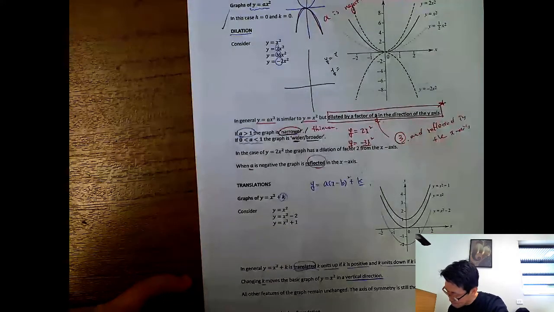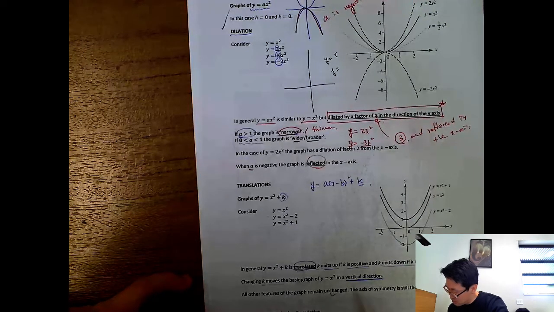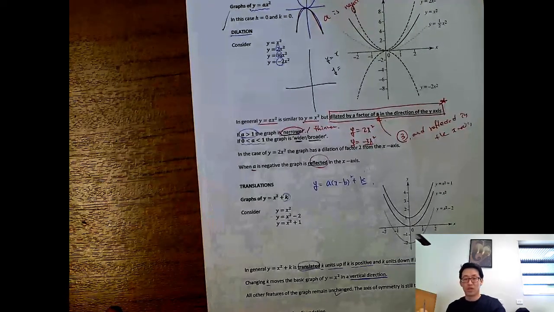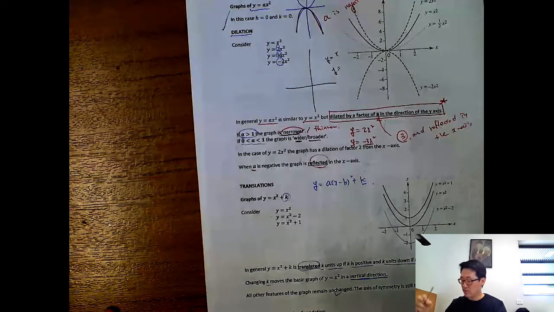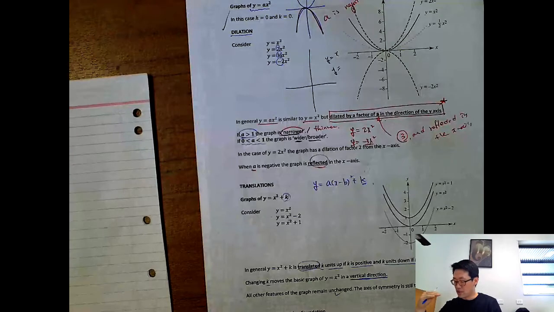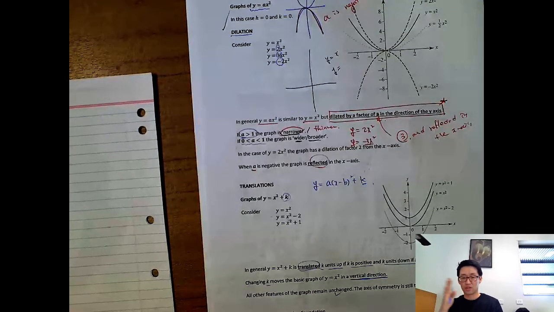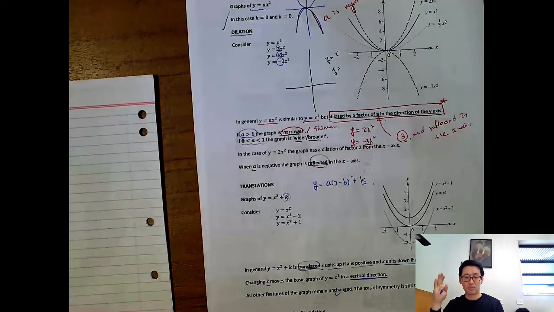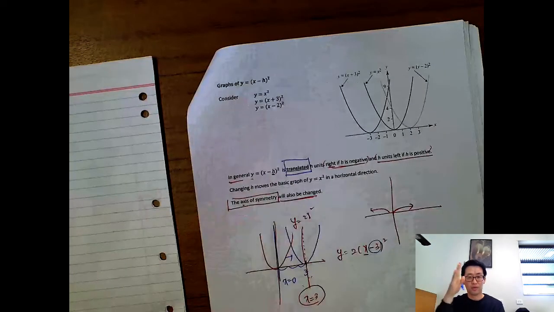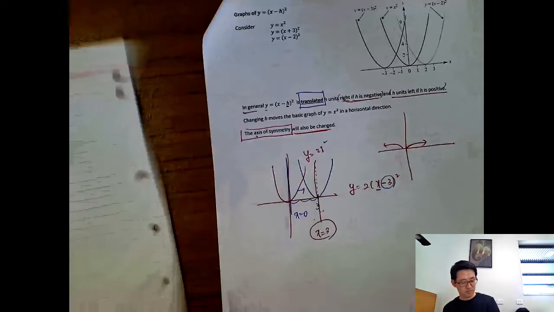And all the graph remains unchanged. We've done that. The axis of symmetry is still the same. It only changed the y values, isn't it? It moves up and down, so the axis of symmetry is not going to change. The axis of symmetry depends on this h value when they move it. So let's do this together.